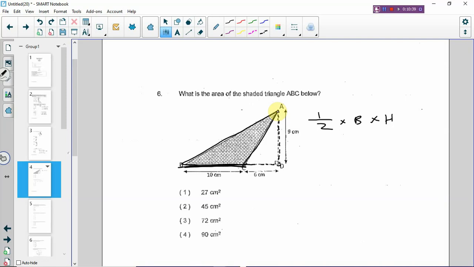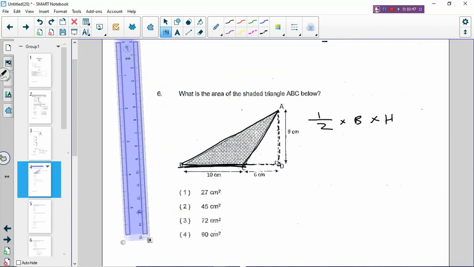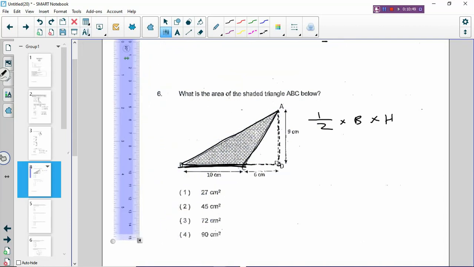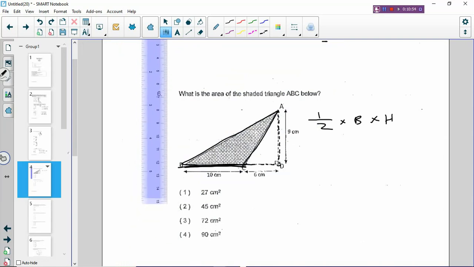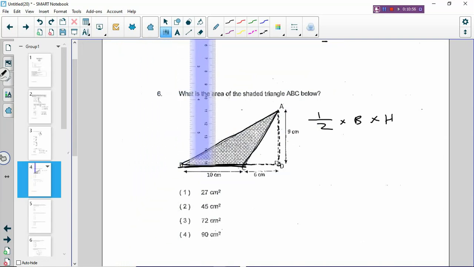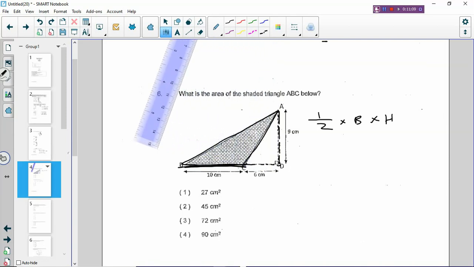Another way to recognize the height is to take your ruler. This is what we have done in our concept mastery lesson. How do you find the height? You use your ruler, and you place the ruler on the base of the triangle, and then you shift it left, right, and see if you can find a line that's parallel with the ruler. Yeah, there's a line over here. So that is your height of the triangle, which is 9 cm.